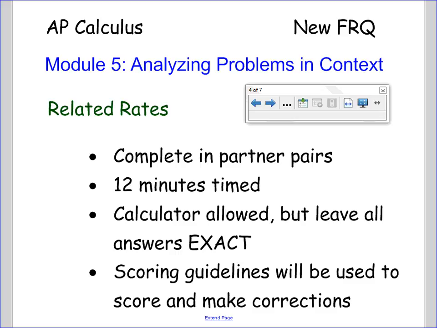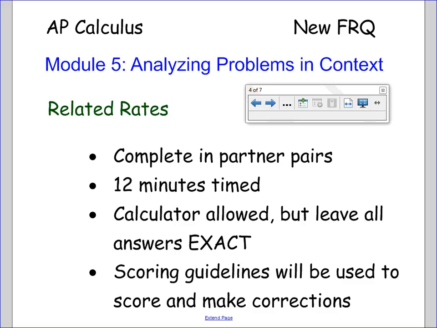unit is going to have related rates questions on the test. And so what we're going to do is use this as a practice exercise and get double the bang for our buck. So we're going to use it, 1, to practice with AP and the AP exam format, and 2, to practice reviewing for your Unit 3 test. That will include related rates questions on Thursday. So what we're going to do is we're going to go ahead and complete this in partner pairs.